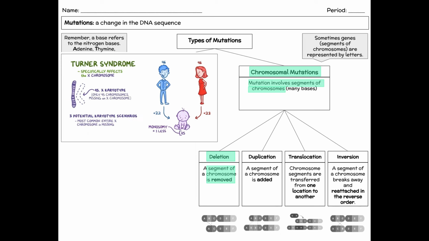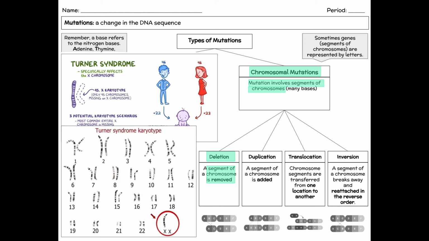Turner syndrome is an example of a deletion mutation where the second X chromosome in females is partially or fully deleted. This means that they may have 45 chromosomes instead of 46. They have external female characteristics, however, they may lack some or all of the female sex organs, such as the ovaries or uterus.